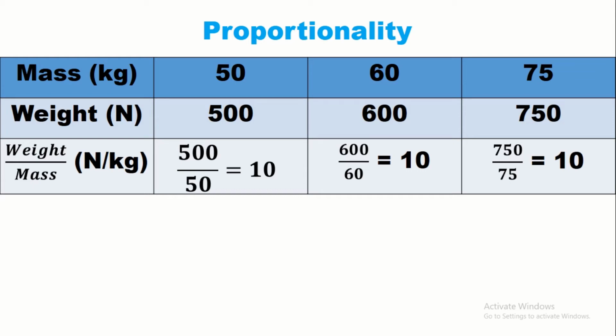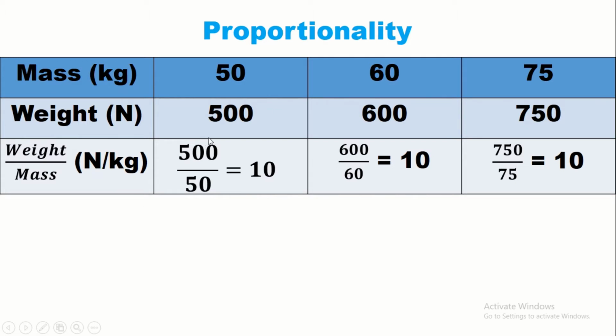In this video, we're going to learn about proportionality. One of the most important examples about proportionality is that of weight and mass for objects. As you see here, we have a table containing masses in kilogram and weights in Newton. Let's see what should be the value of weight over mass, which is Newton per kilogram as its unit.